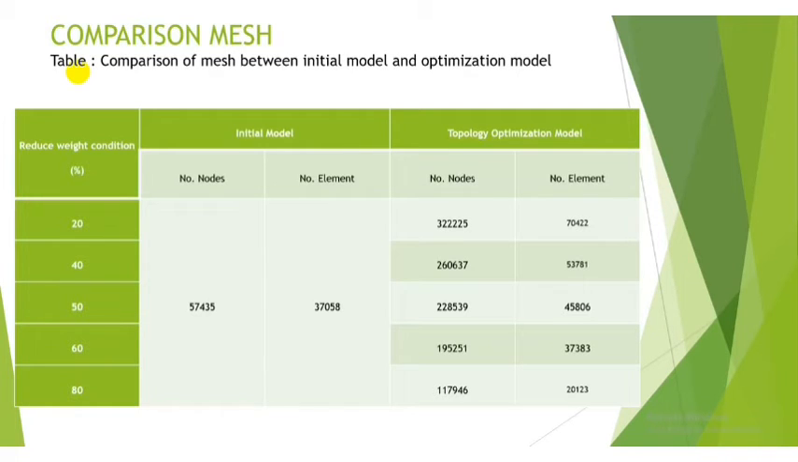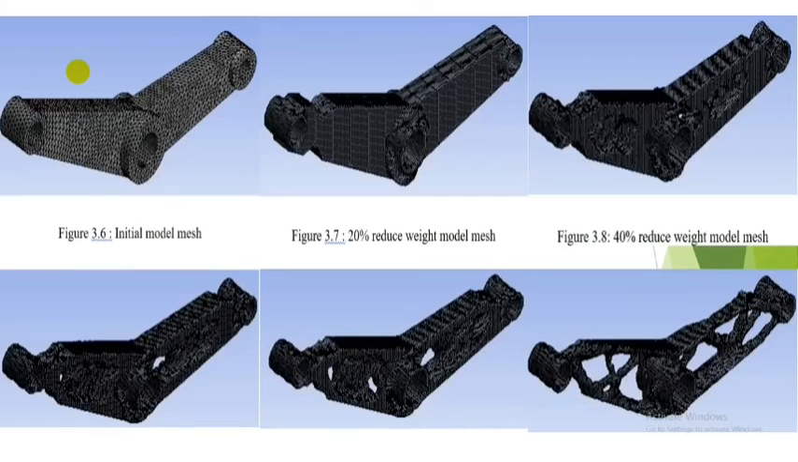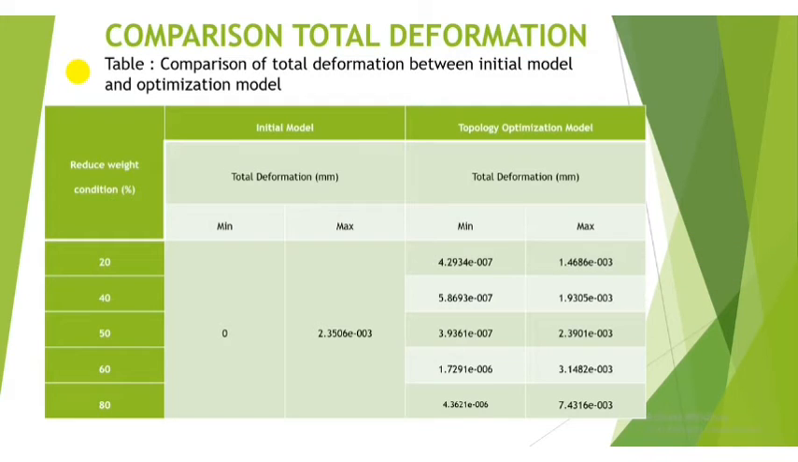So now we go for the figures. Here we have our figure for our design. This one, the first one is for the internal model, then for 20, 40, 50, 60 and 80%. We go for the computation of total deformation. So we have our reducing condition, and we have the internal model and the topology optimization model. Here we got our minimum of 0 and our maximum, and as you can see we are reducing our minimum and our maximum also.